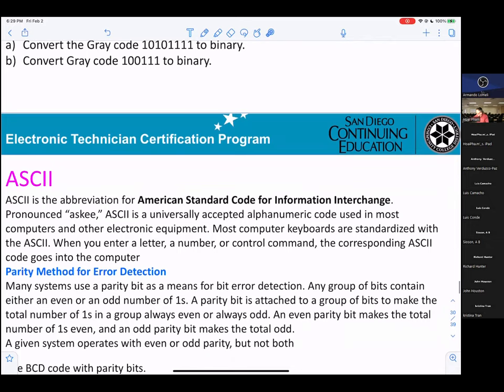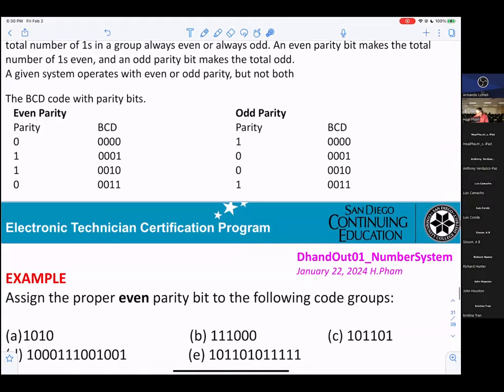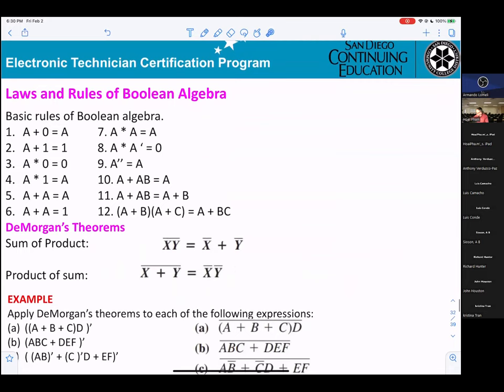ASCII, nothing to talk about there. They are just converting everything to binary for use in a computer. Now, in this one, we're talking about the laws and rules of Boolean algebra. This one you basically want to know, but it's too old, okay? You have to understand. First thing, you get an A.